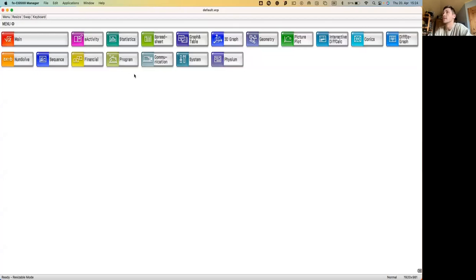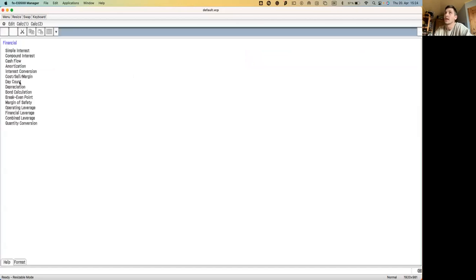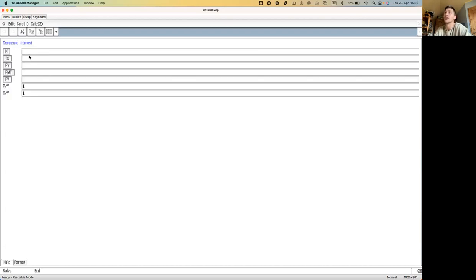Okay, so over to the calculator. On this one, we need to go to the financial section, okay? And then we get a list of all these different financial applications we can use. For this question, and for the most part, what you'll be using is the compound interest function here. Right, and so here we have a list of inputs that we need to put in. You'll always leave one blank because that's the one you'll be solving, okay?